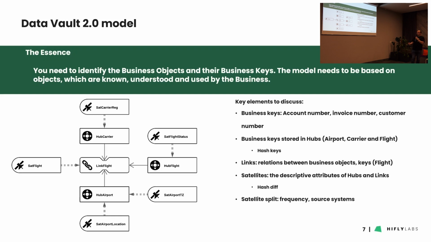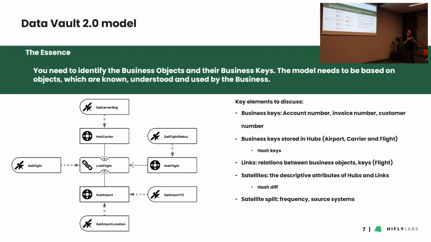So when we identify that there is some sort of relation between business objects, carriers, flights, and airports, there are flights that are related to all of these, then we create so-called links. The links are, again, nothing else than collections of the business keys of the hubs that a link is linking together. And of course, we again create a hash key out of those business keys, and we again have a table.